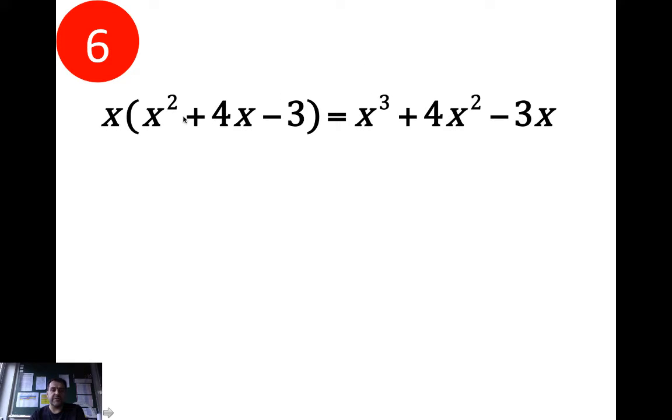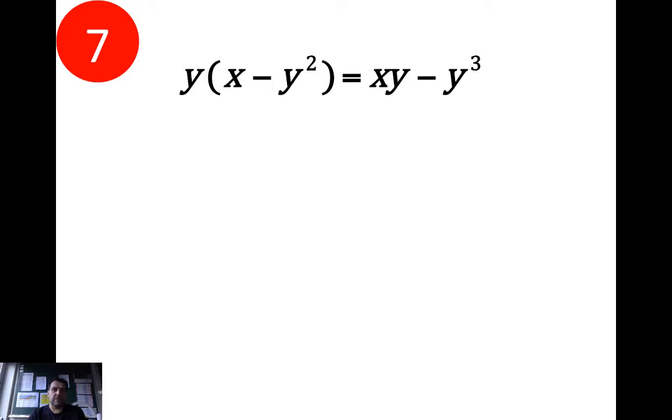Here's number 6. So it's x times x squared plus 4x minus 3. So it's x times everything in the bracket. x times x squared gives you x cubed. x times 4x gives you 4x squared. And x times minus 3 gives you minus 3x. So the answer is x cubed plus 4x squared minus 3x.